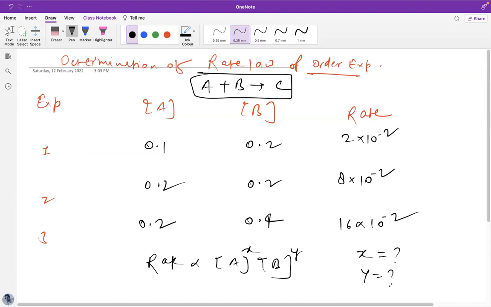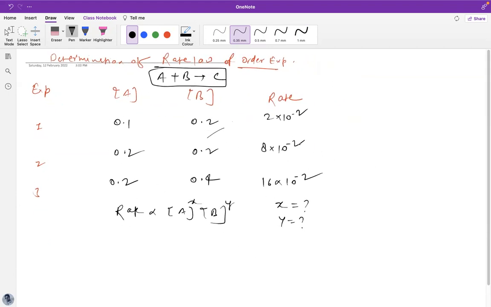So how can you solve this one? Listen very carefully. Suppose I have to find X. X means I am talking about A. So if you are talking about A, then keep B constant. And if you look at B, B is constant here. Now you have to compare the change in rate with the change in concentration.